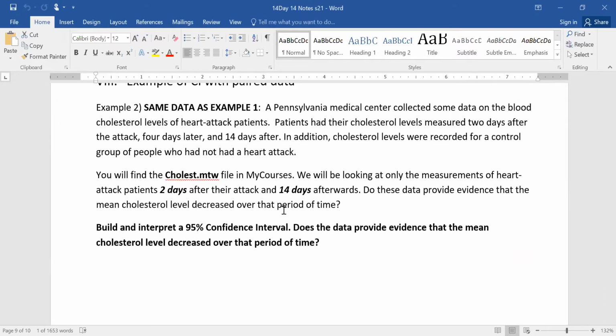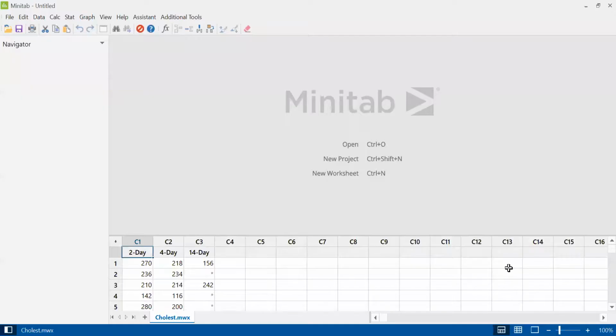Okay. So let's build a 95% confidence interval and we want to know if the mean level has decreased over time. So let's go into Minitab. I've already downloaded my Minitab. Feel free to download it. It's the same file as last class, but if you notice when you look at it, I took column 4 out. I took that control group out of the mix because we're only looking at paired data and I didn't want anyone to get confused by that, but it's really the same file as last class, just missing that column 4.